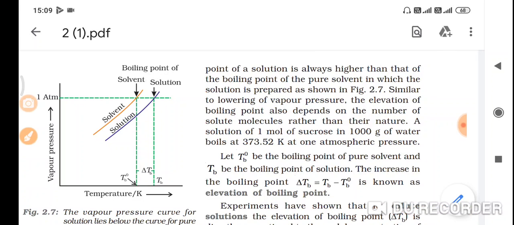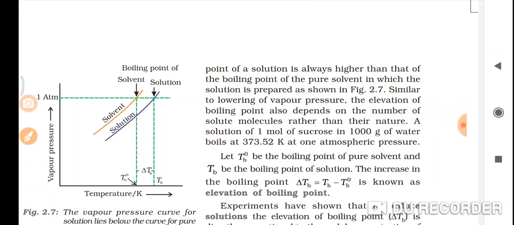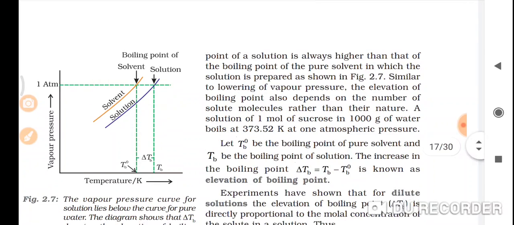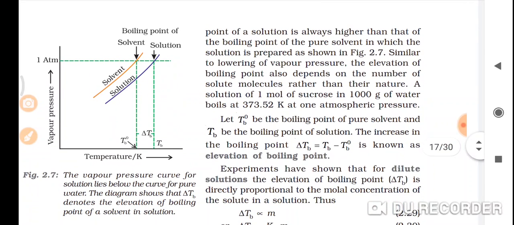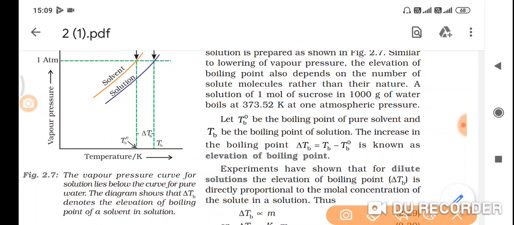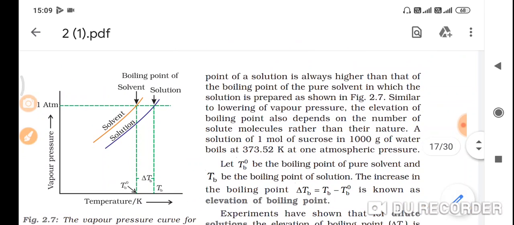It means the boiling point of the water will increase, or in terms of vapor pressure, the vapor pressure of the solution decreases, because the solute will occupy the surface of the solvent, and the number of molecules entering the vapor phase from the solvent decreases. So the solution's boiling point increases. There is a graph which we have to study.